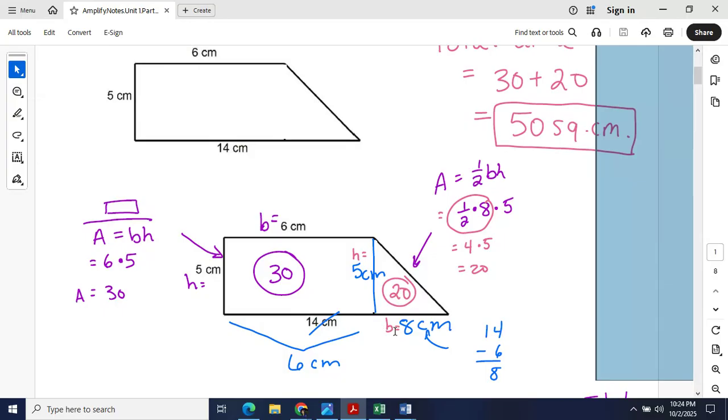Now, I'm going to find the area of this rectangle. So I draw an arrow here. Area of a rectangle is base times height. So the base is 6, the height is 5, which equals 30. So I wrote 30 in the middle.